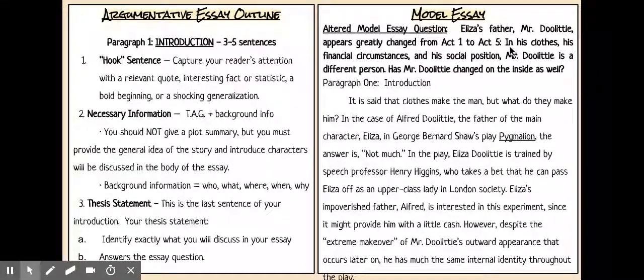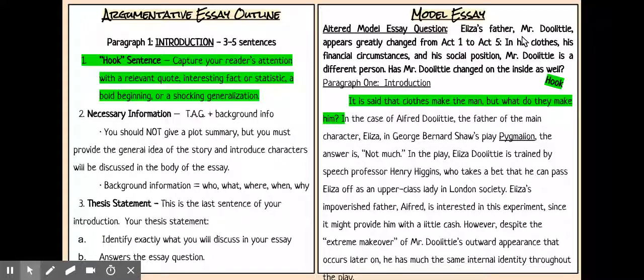Please note that this model essay has a different question. This question focuses on Mr. Doolittle and if he has changed internally. So although you can use this model essay as a guide, it should not be word for word the same as your essay. So let's look at the first step of an introduction paragraph. The first step is a hook.